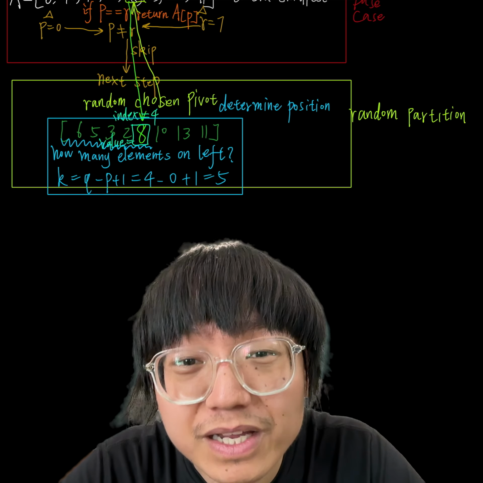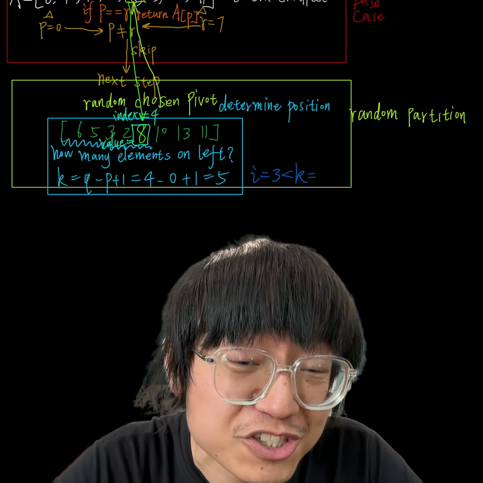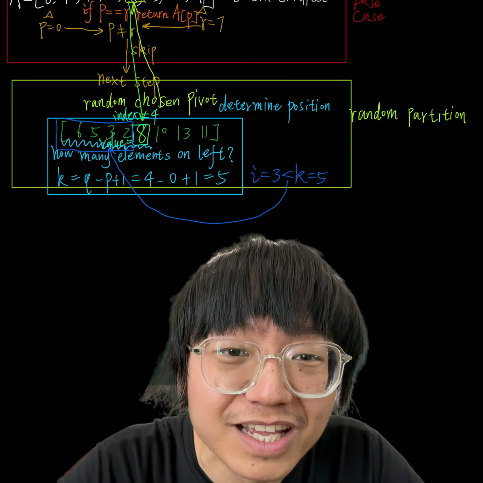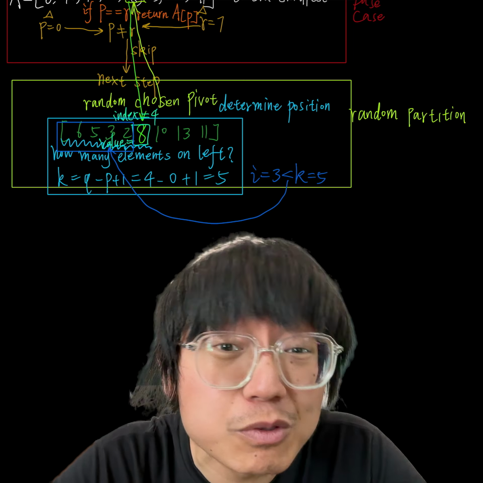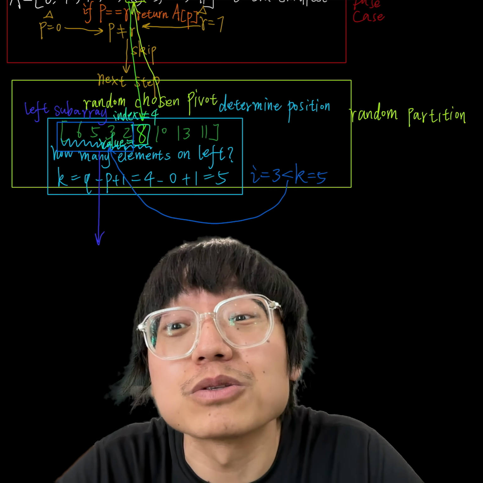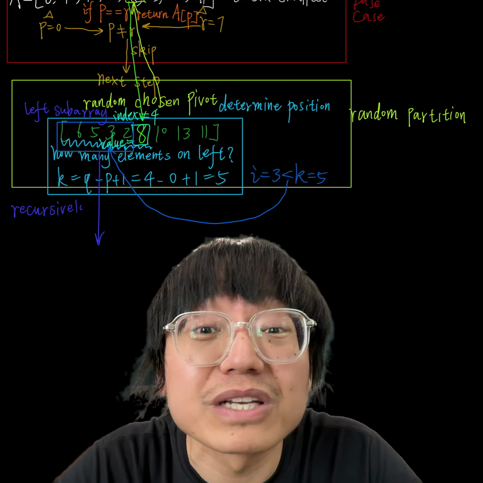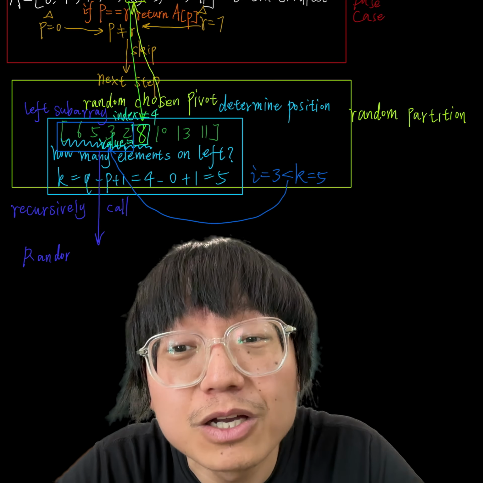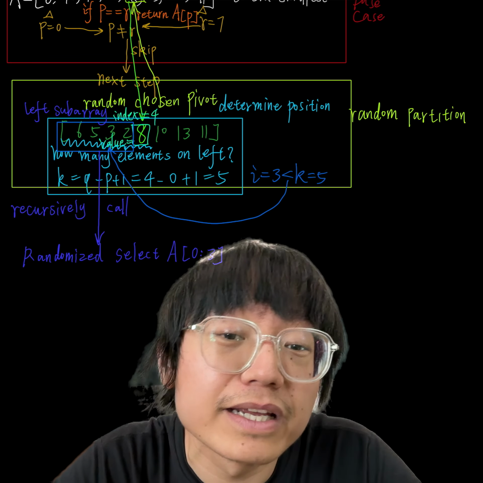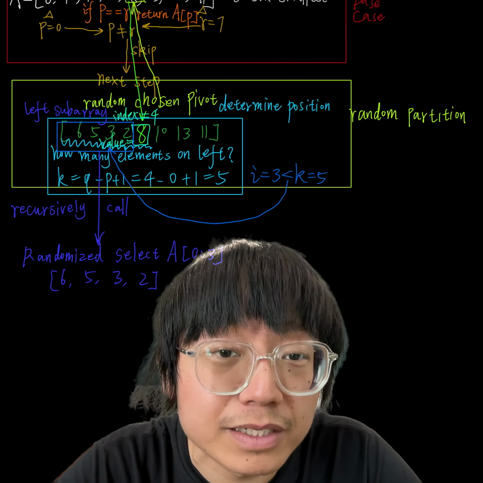And the fourth step is recursive selection. Since we are looking for the third smallest element, i is equal to 3, which is less than K, which is 5. So the desired element lies in the subarray to the left of the pivot, and we recursively call randomized select on A[0..3], which is now 6, 5, 3, and 2.